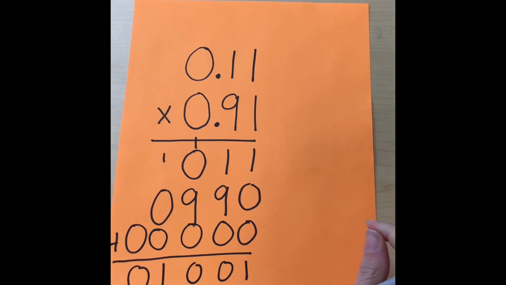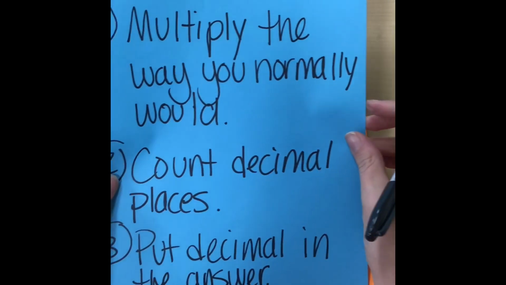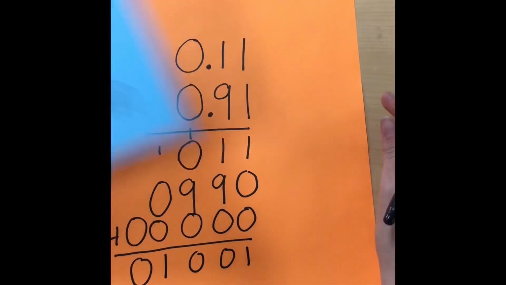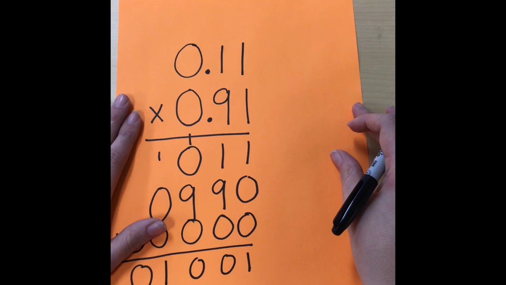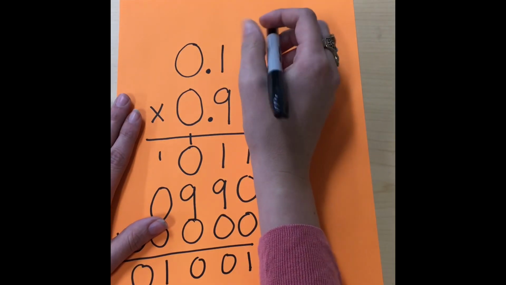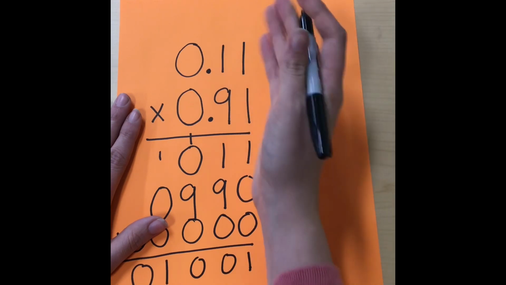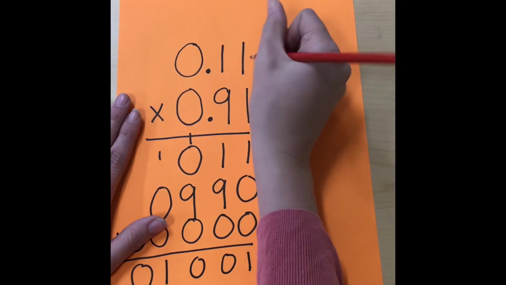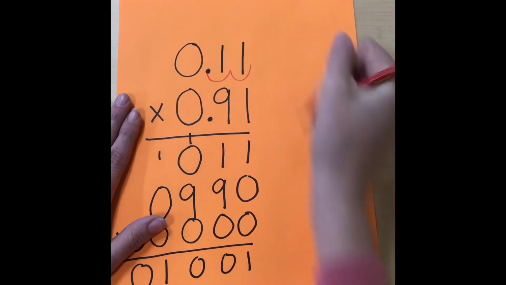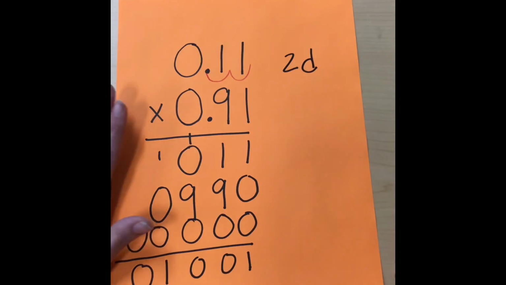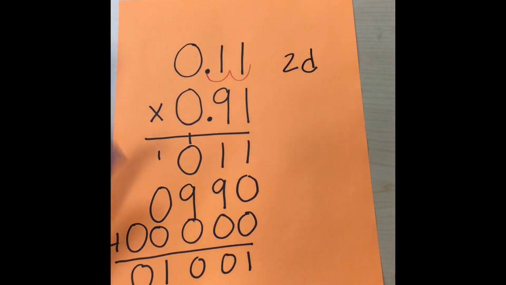Okay, so we just multiplied everything together. Now the second step is to count the decimal places, so that's what we're going to do next. Okay, so if we looked at our first number here, our first decimal, the decimal has moved in from the side 1, 2 spots. I'm going to show you that in a color. 1, 2. So we're going to write 2D to show the decimal has moved in 2 spots.